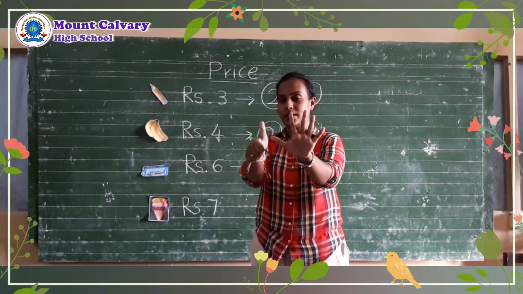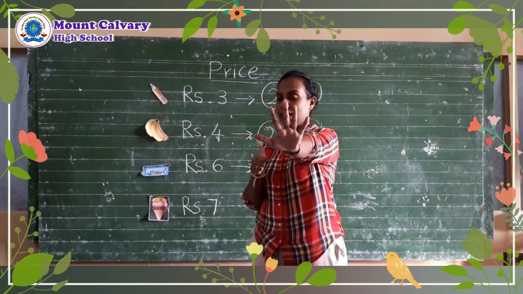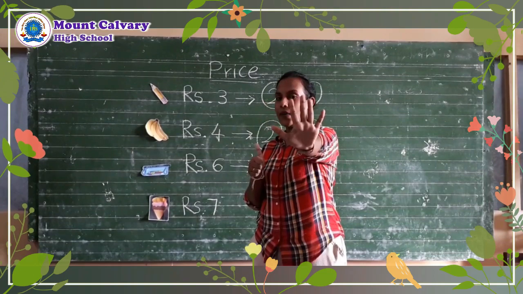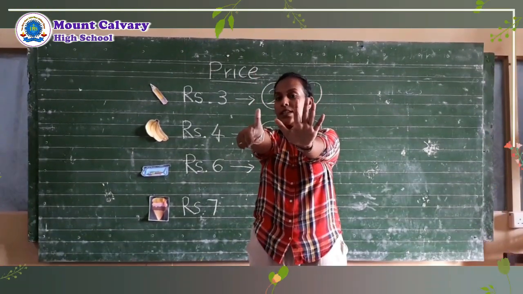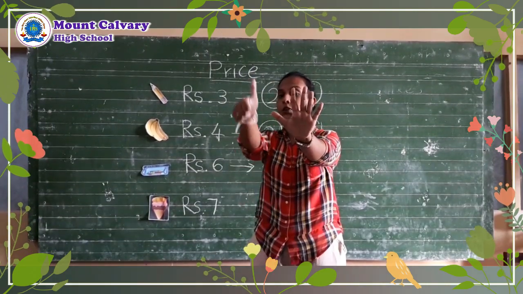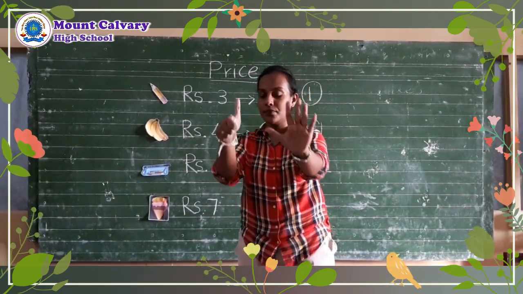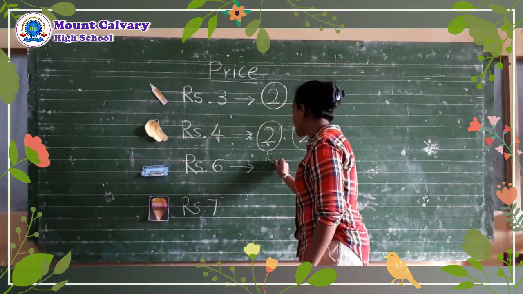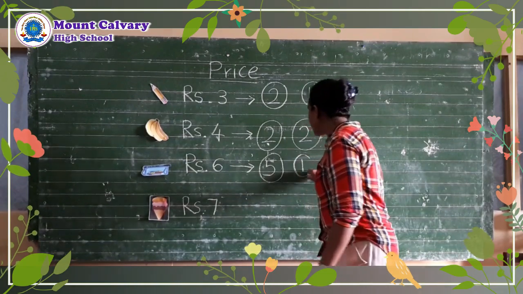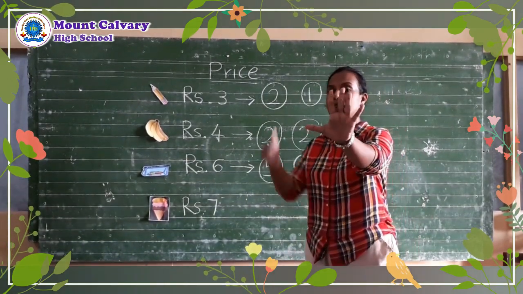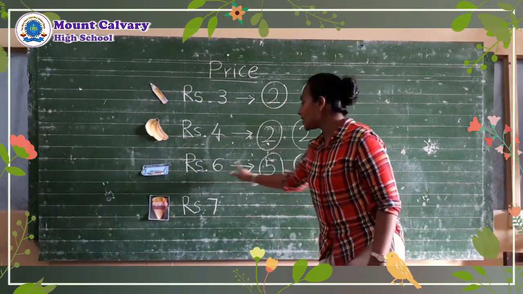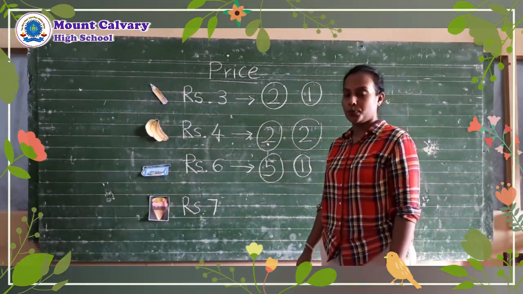There is another method. Here, what is the coin that you can find? Yes, exactly, you can find 5 rupees. 5 plus 1. Rupee coins and rupee cards here. So here, you can say 5 rupees plus 1 rupee. 5, 1. 1, 2, 3, 4, 5, 6. So that is the method to make 6 rupees.